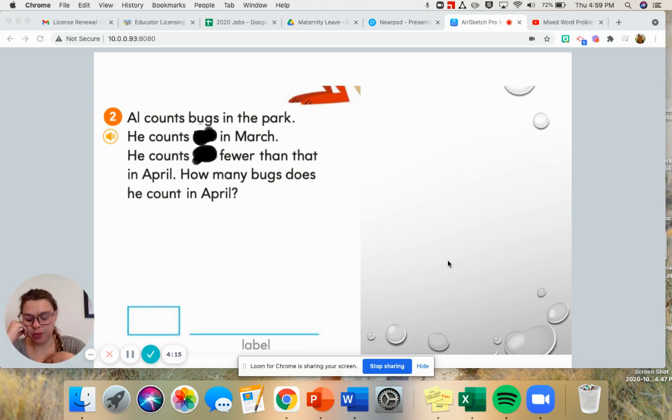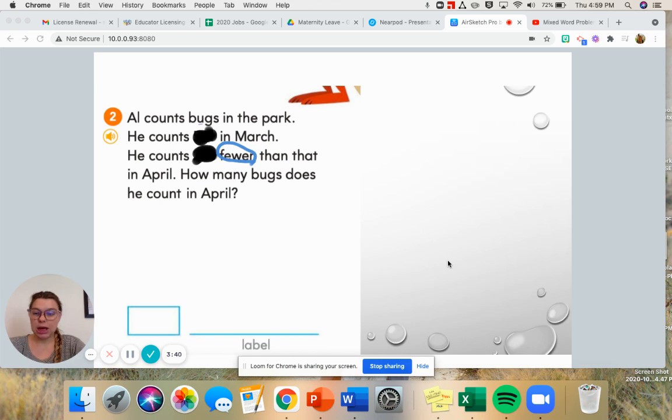The first clue I see is the word fewer, so I'm going to circle that word. That word fewer is a comparing word. More, less than, fewer, those are all comparing words. That gives me a clue that we're comparing in this math problem. It looks like he has some in March, and in April he counts some fewer. So in April his comparison bar is going to be a lot shorter because of that word fewer.